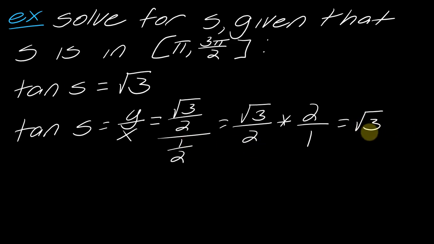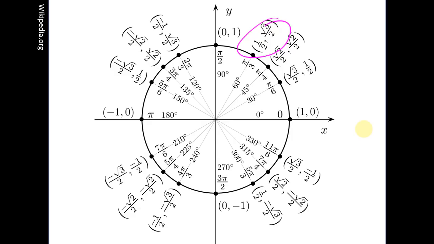I want to know, are there any other coordinate pairs that would result in the square root of 3? This one definitely works, and you might have to take a second to look around the unit circle. Maybe you want to pause here to see if you see any other pairs, because there's one other pair that would work. The other pair that would work would be this one, right?